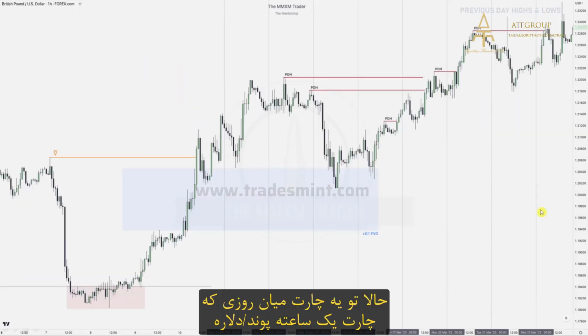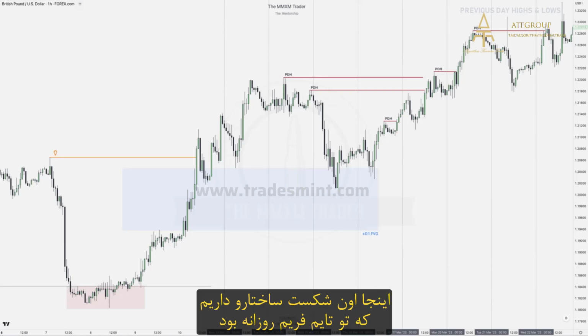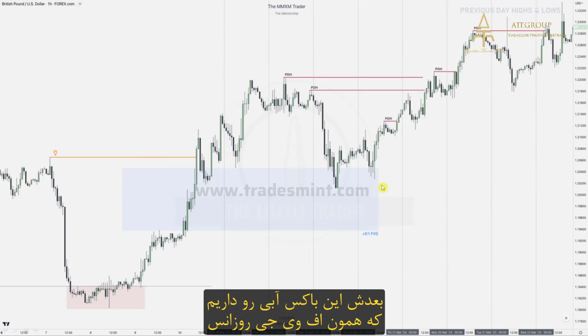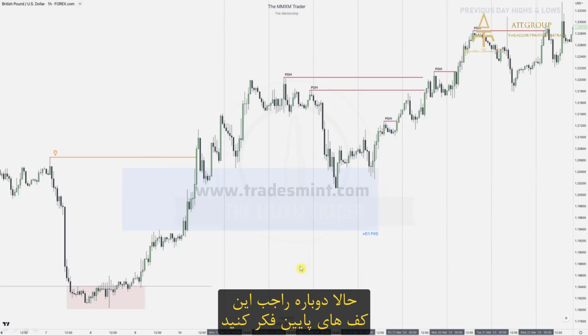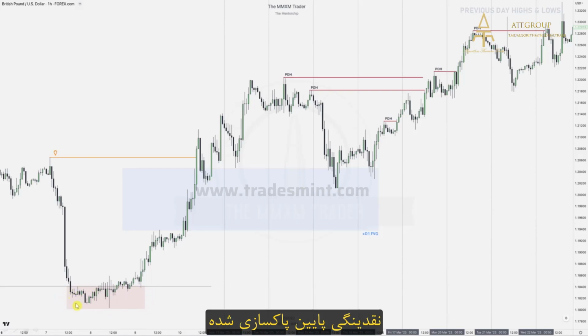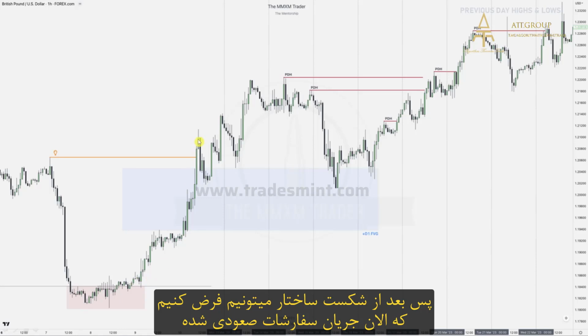Now on an intraday chart, which is a 1 hour chart on the British pound against the US dollar, we have that break of structure right here, right, on the daily time frame, and then we have this blue box, which is that daily fair value gap. Again, think about these lows down here. Sell side liquidity has been raided. So after that break of structure, we can assume order flow is going into bullish order flow.